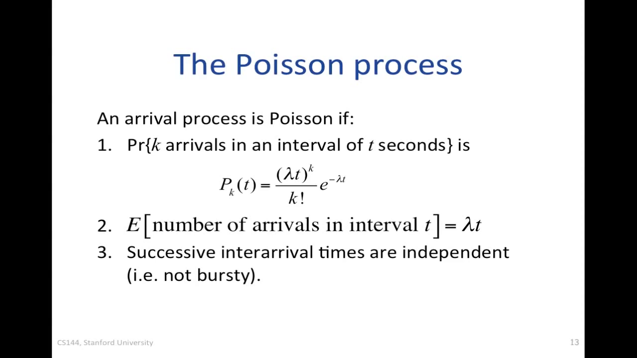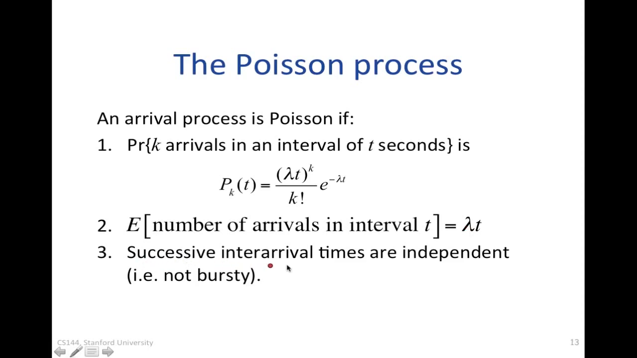So the Poisson process is an arrival process in our case, and we say an arrival process is Poisson if, and in fact only if, the probability of there being k arrivals in an interval of t seconds is given by this expression here. Kind of a hairy expression, but the important thing is that we can express the expected number of arrivals within an interval t simply as lambda t, where lambda is the arrival rate.